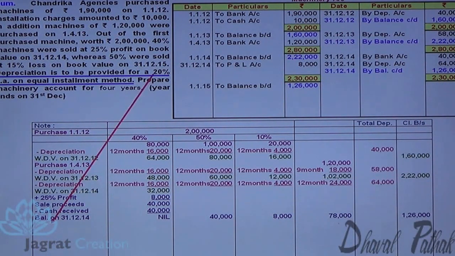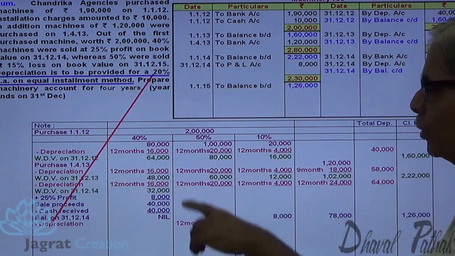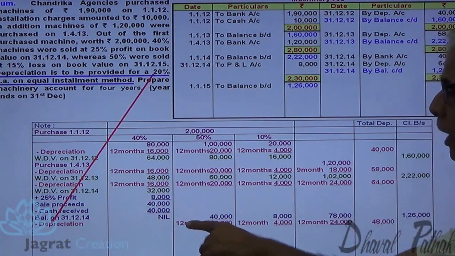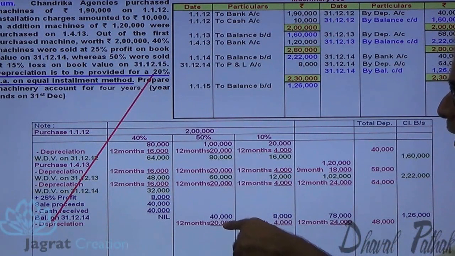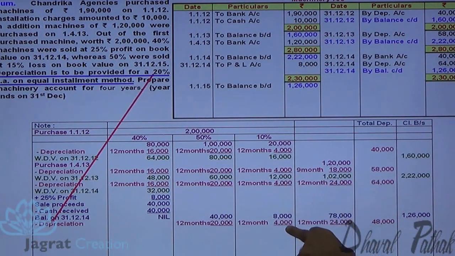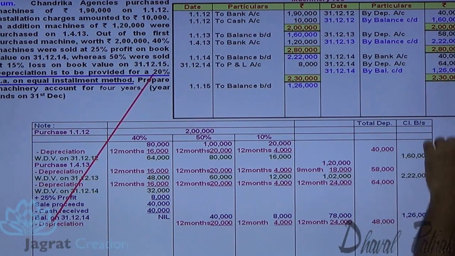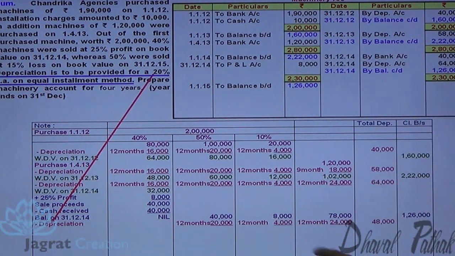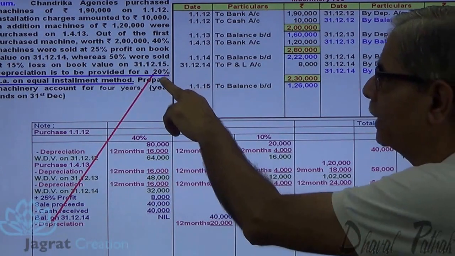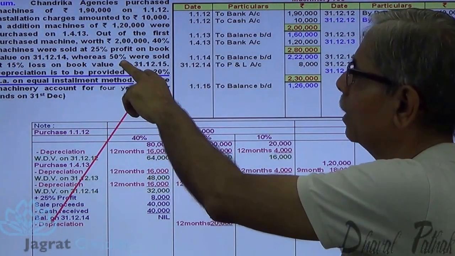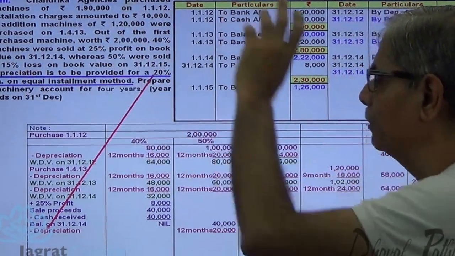Now in the fourth year, depreciation at the rate of 20%. 12 months depreciation: 20,000 is the annual depreciation, 4,000 is the annual depreciation, 24,000 is the annual depreciation. 20 plus 4 plus 24, 48,000 is the total depreciation. And this total depreciation will be credited to which account? Machinery account. But 50% of this portion is sold at a 15% loss.